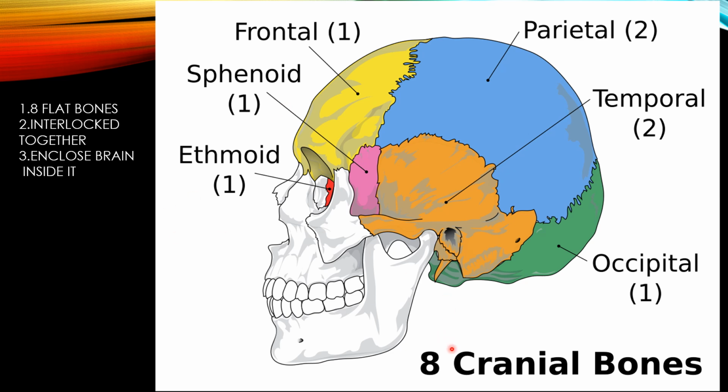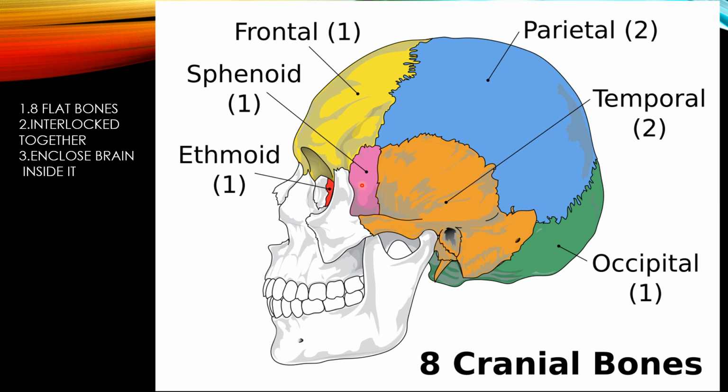Coming to the cranial bones. There are 8 cranial bones. These are the flat bones which we can see, and they are interlocked together. What they do is enclose the brain inside. So they enclose and protect the soft tissues of the brain inside.